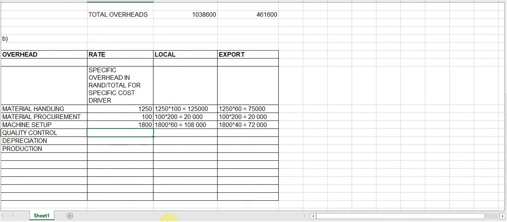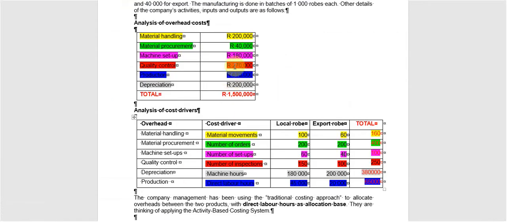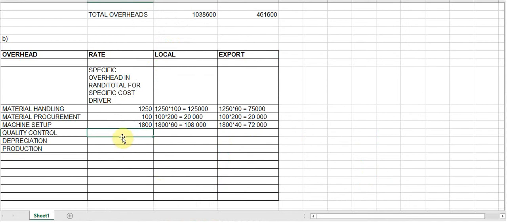We are on the quality control cost. So for the quality control, going back to the question, it was highlighted in red. It was 270,000. Then we had the number of inspections, and we need to divide it by the total of the cost driver that goes with it, which was 250. So we need to take the 270,000 and divide it by 250. That gives you 1,080.